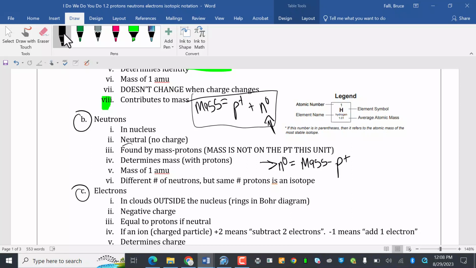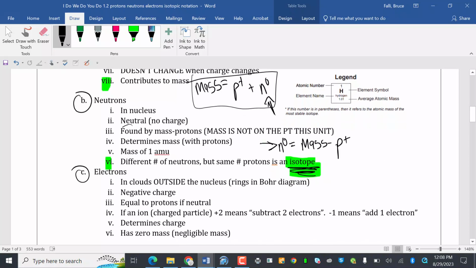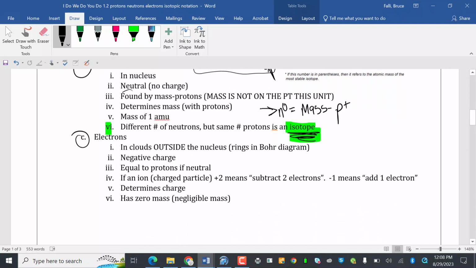A different number of neutrons, but the same number of protons, is an isotope. That is a definition that gets lost from people, and people will miss that one, so keep an eye out for that. So what is an isotope? Same number of protons, but a different number of neutrons. That means same identity, different mass.